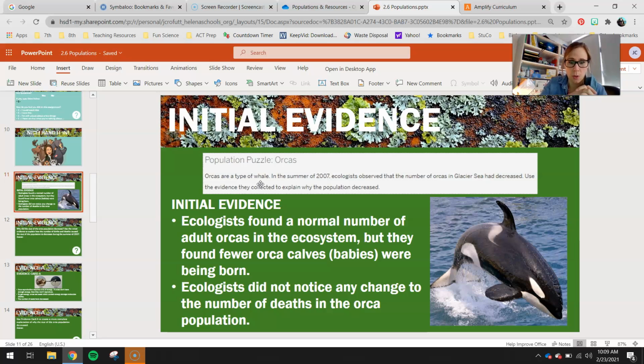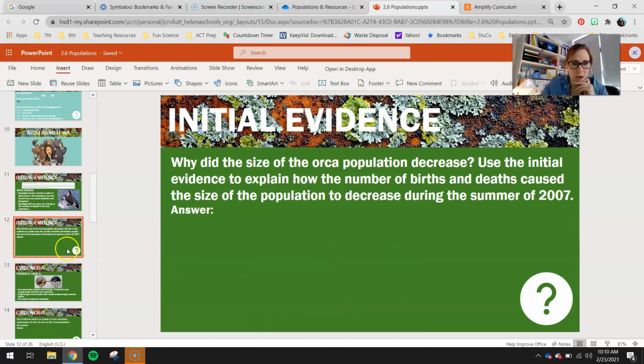Ecologists found a normal number of adult orcas in the ecosystem, but they found fewer orca calves, which are babies, that were being born. Ecologists did not notice any change to the number of deaths in the orca population. So it sounds like our deaths are staying the same, but our births are decreasing, okay? So go ahead and move on to slide 12.